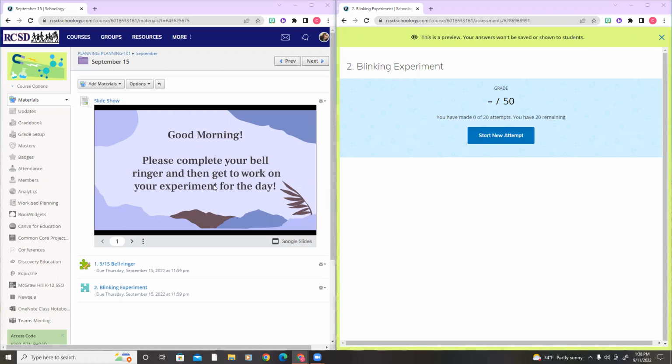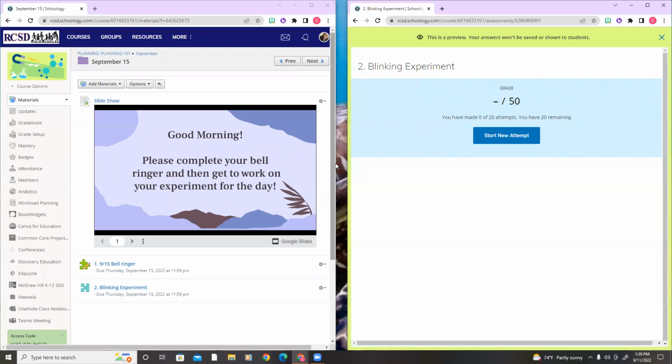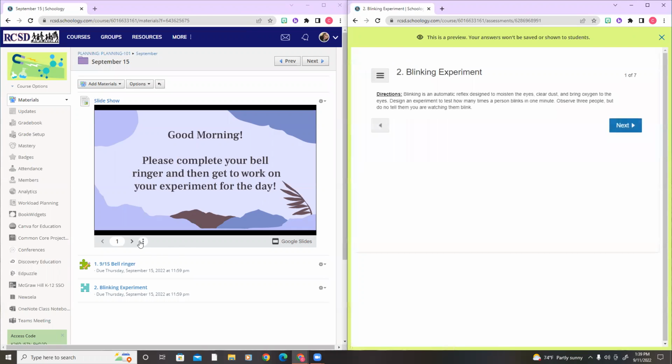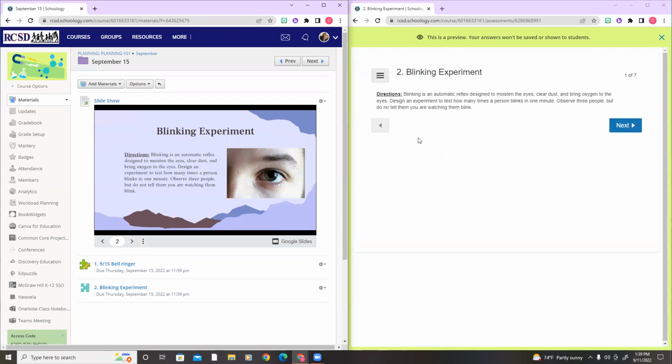Good morning, everyone. Please complete your bell ringer, and then we are going to work on our experiment for today. We are going to be working on this blinking experiment. I have it pulled up split screen here so that we can go ahead and get started. I'm going to start a new attempt and then just follow along with our slideshow.